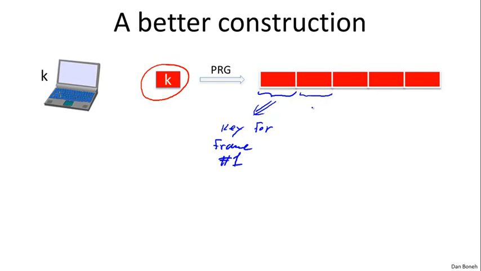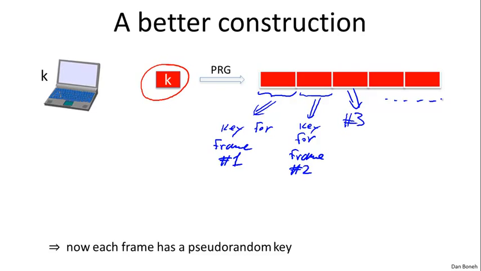And then the second segment would be used as the key for frame number 2, and so on and so forth. The third segment would be used to encrypt frame number 3, and so on and so forth. Okay? So the nice thing about this is that each frame now has a pseudo-random key. These keys have no relation to one another. They look like random keys.